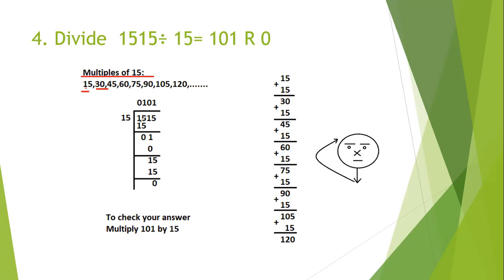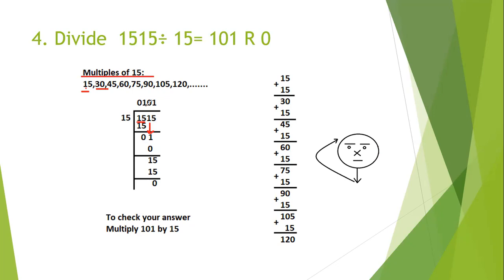Let's start. 1 divided by 15, I can't. You can put 0 up or without, no problem. Then regroup, 15 divided by 15, 1. 1 times 15, 15. Subtract, 0. Then bring down 1. Okay, don't say 1 is smaller than 15, so I have to bring down 5. No, we have to divide, multiply, subtract.